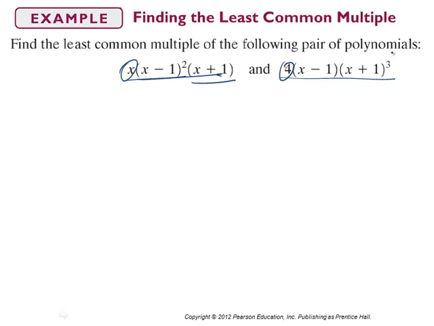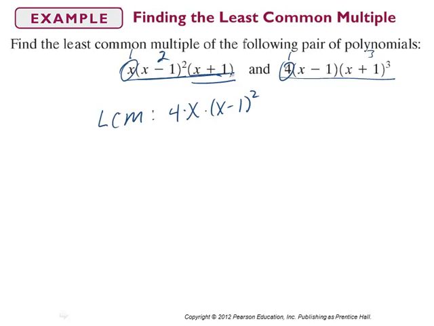So let's look at the number of factors that we have. We have one factor of 4, we have one factor of x, we have two factors of (x minus 1), and we have three factors of (x plus 1). So our LCM is going to have one factor of 4, one factor of x, and for the factor of (x minus 1), the greatest number of factors between these two polynomials is 2. So your LCM is going to have two factors of (x minus 1).